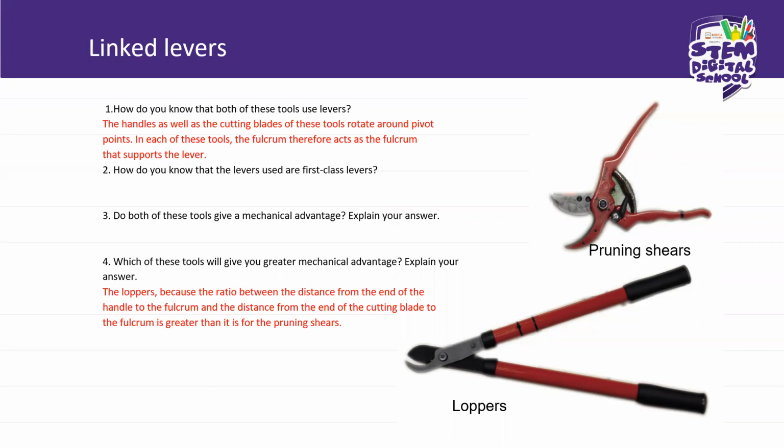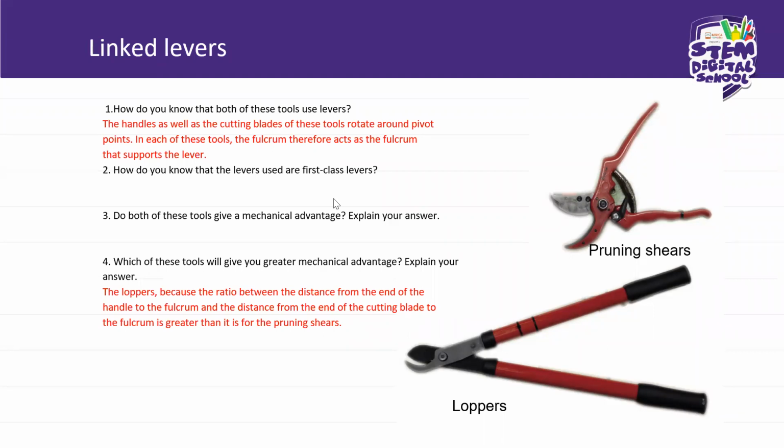So in a lever system, what do you call the fulcrum in the cutting blades? The handles are the effort, and the cutting blades is the load. So there's a fulcrum between the load and the effort. That's how we know that, yes, the fulcrum is in the middle. How do we identify first-class levers? The fulcrum is between the effort and the load. That's how we know that these are first-class levers.